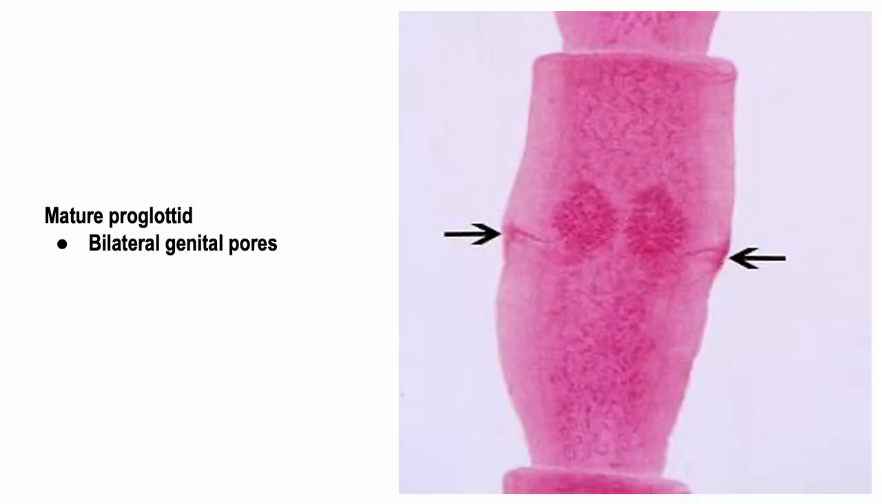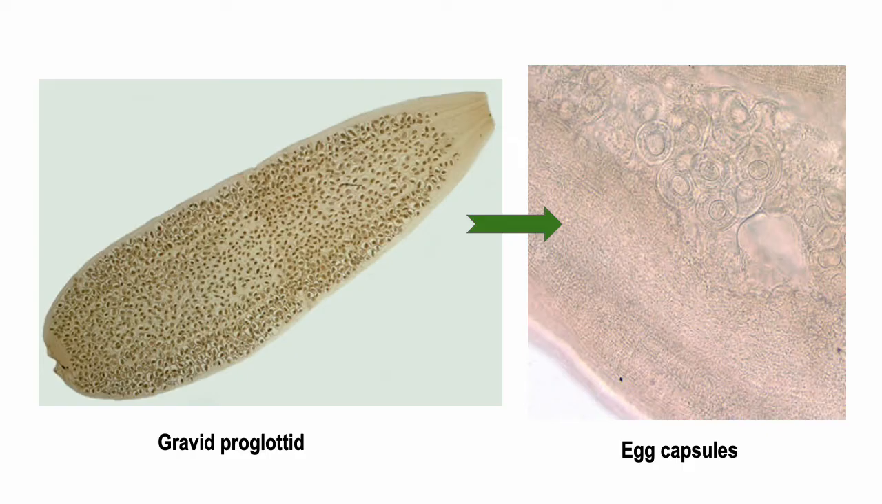So here is the mature proglottid where bilateral genital pores are located, with 2 ovaries present in this area. So next one is the gravid segment. This whole segment here is the gravid segment filled with egg capsules. Macroscopically, the eggs appear to be pumpkin seeds. So in a magnified version, the capsules and the eggs are present.